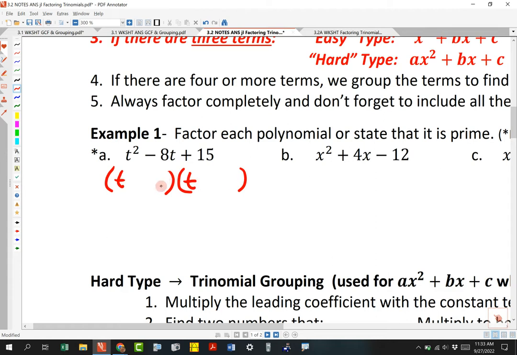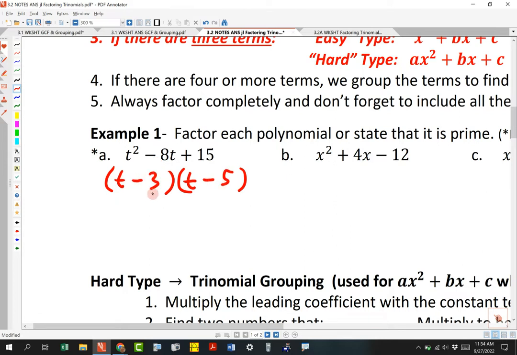Then I've got to figure out what numbers go here and here, because they've got to be plain old numbers because they multiply to be 15, and then somehow they've got to combine to be negative 8. So can you think of some numbers that multiply to be positive 15 that combine to be negative 8? Lizzie? Negative 3 and negative 5.